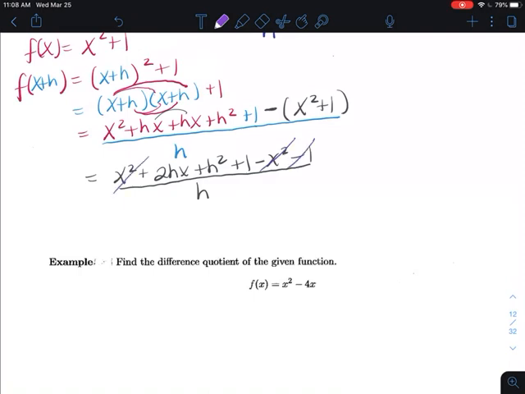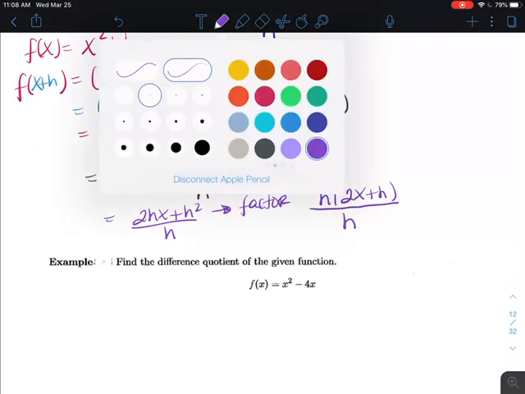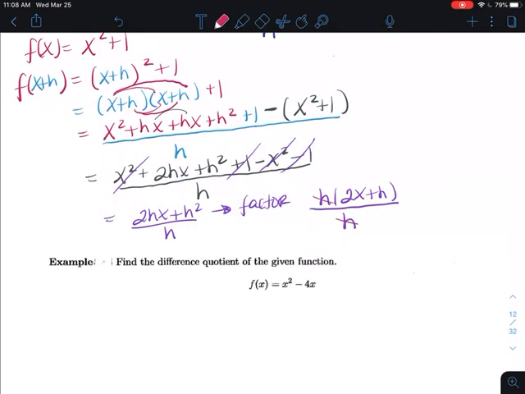The x squareds cancel, the 1's cancel, and what you have left is 2hx plus h squared over h. You want to simplify this by factoring the top. The only thing I can do at the top is factor out the greatest common factor, which would be h. When I do that, I'm left with 2x plus h all over h. The h at the top and the bottom cancels out, and this would be your final answer. So it's not just a simple number like the rest, but that would be your final answer. All right, and that's it.